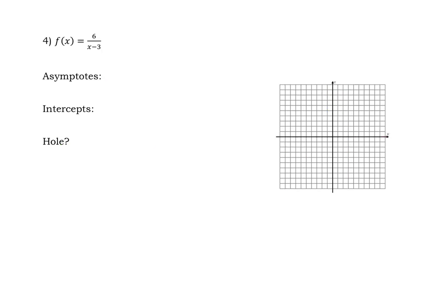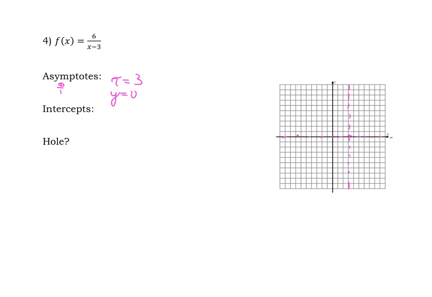Okay, this one isn't factored. I'm just going to go through, and remember the asymptote comes from the root of the denominator, so that's x equals 3. This is a less over more because it's a degree of 0 over degree of 1, so that's y equals 0. So there are my two asymptotes, which is at x equals 3 and y equals 0.